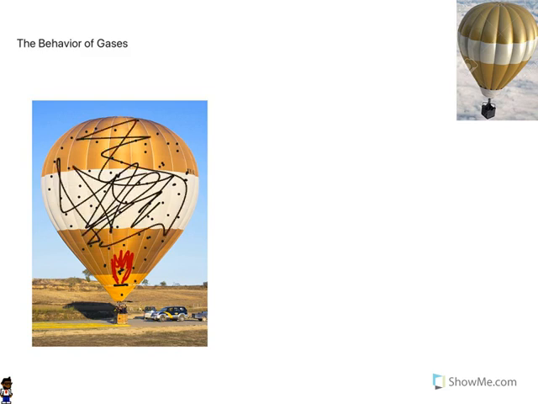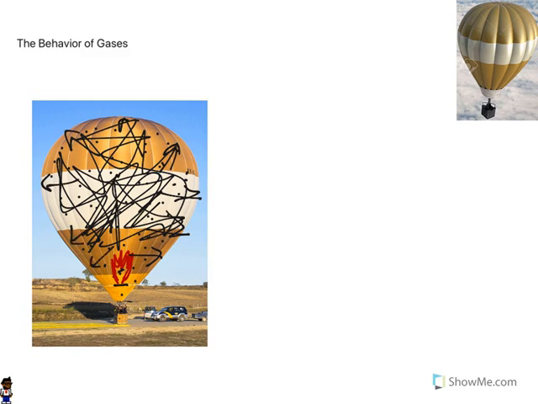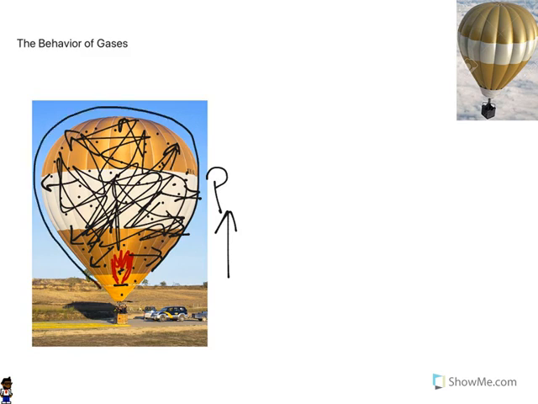And as they travel a lot faster, their collisions with each other and along the walls are going to increase. And if you're increasing the amount of collisions, you're increasing the amount of force along the surface area inside the hot air balloon. And an increase in the amount of force per unit surface area will result in an increase in pressure, which will sort of force the hot air balloon to expand a little bit more, and that's what allows your hot air balloon to go up.